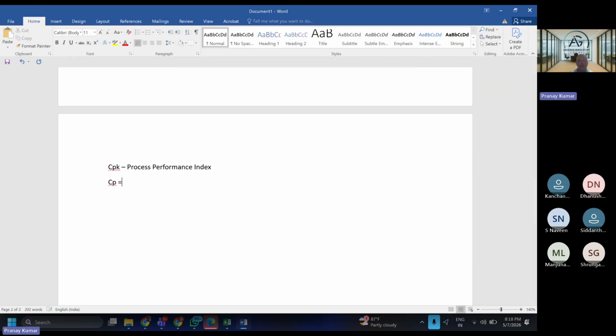CP was calculated as USL minus LSL upon 6 standard deviation. In design, we wanted our mean to be at the center of the specification. So let's say the customer was giving us a target of 60 to 100. We wanted our mean to be at 80. Yes, everyone?